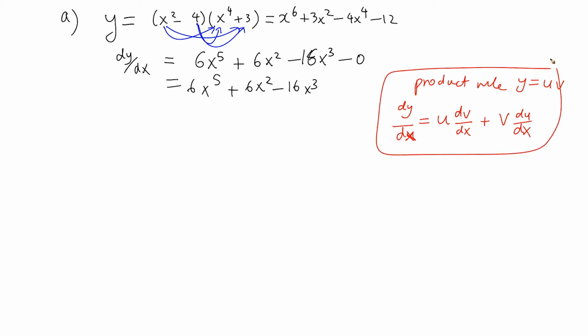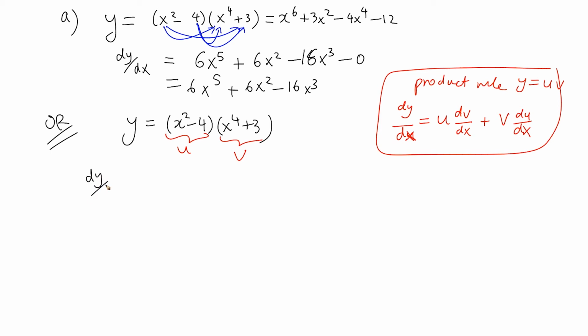So let's use that here. So just write another approach. Alright, so let's think of this one as u, that one as v. So the derivative according to the product rule, if we just grab that in there, that will be u dv/dx, oops, that's a v.